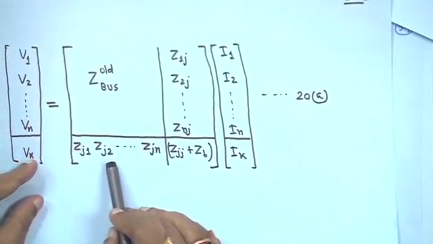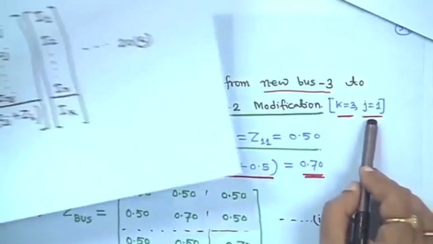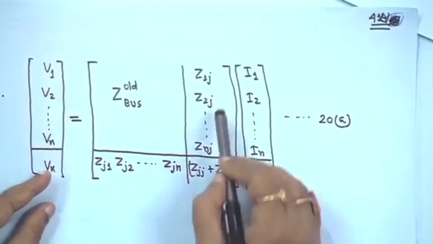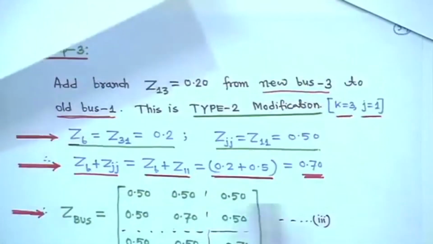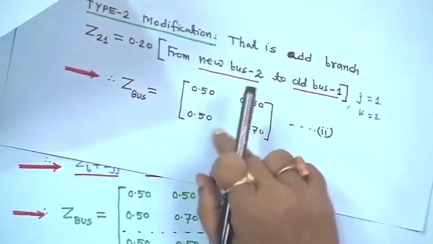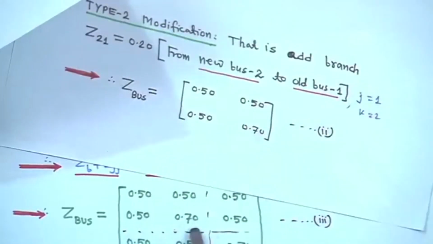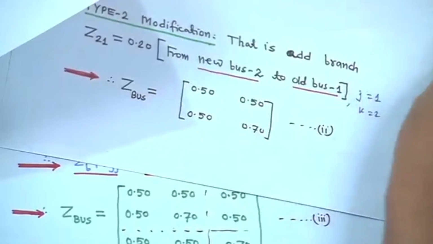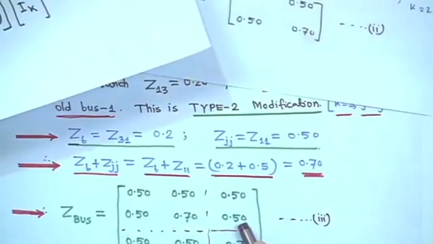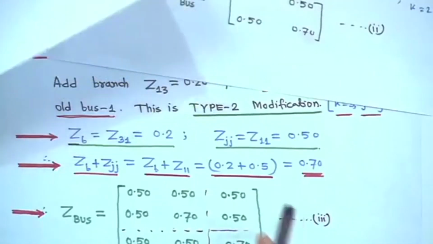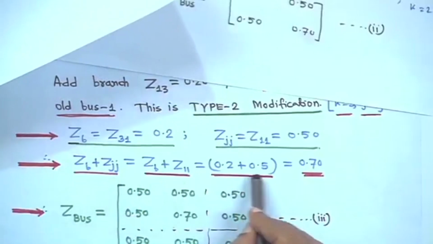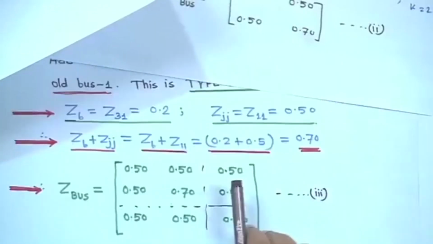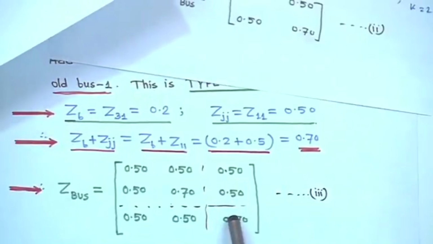Using the same expression, when j is equal to 1, that means Z12 and Z21 are 0.5, 0.5, and the 0.7 was there, so this matrix holds. In addition to that, this is also coming 0.5, this is also coming 0.5, and Zb plus Zjj, that is 0.2 plus 0.5, is 0.7. This is also type 2 modification.